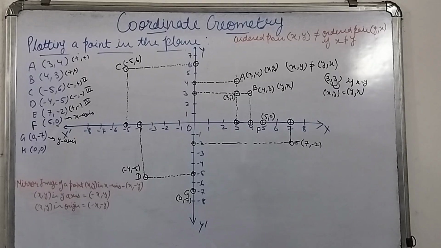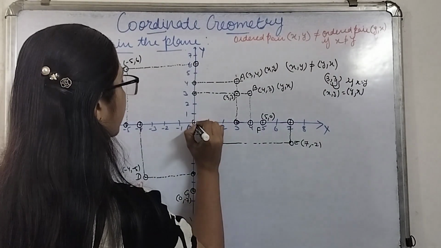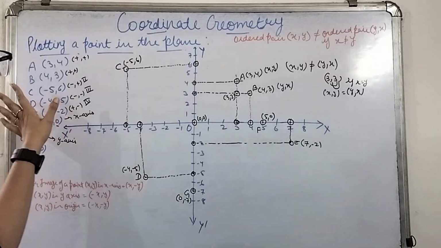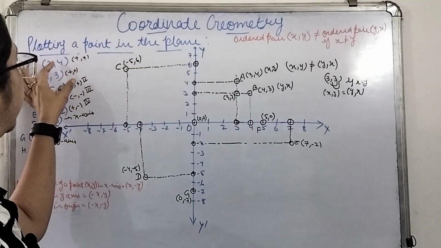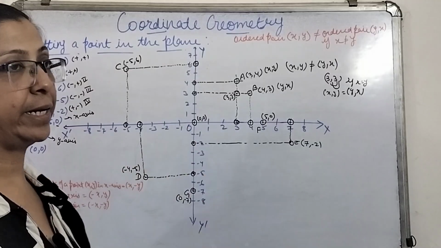Now the next coordinate is 0 0, which is the point H. We know the coordinates of the origin are 0 0. So this is the point, and its coordinate is your 0 0. So this is how, if coordinates of the points are given to us, we can plot them in the plane.